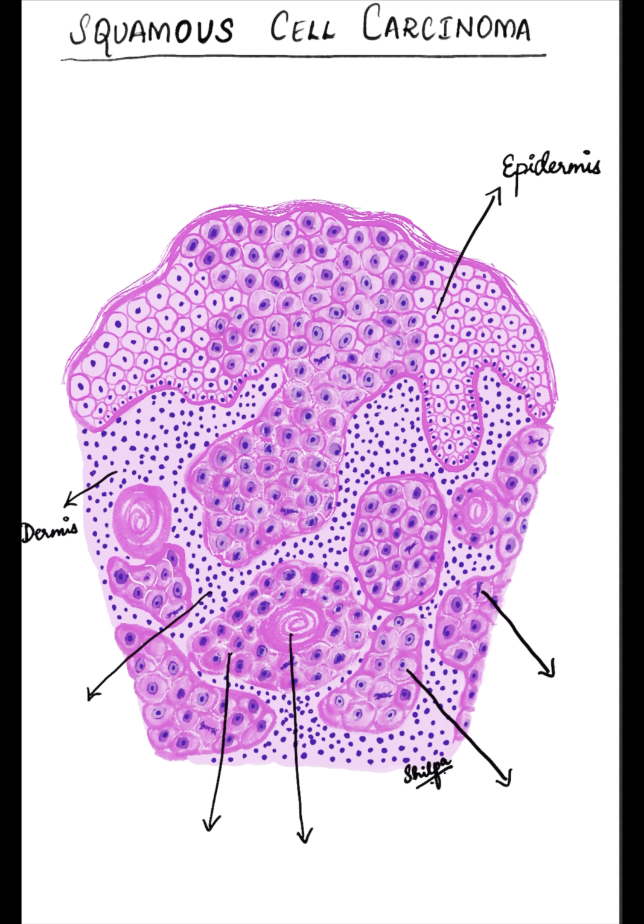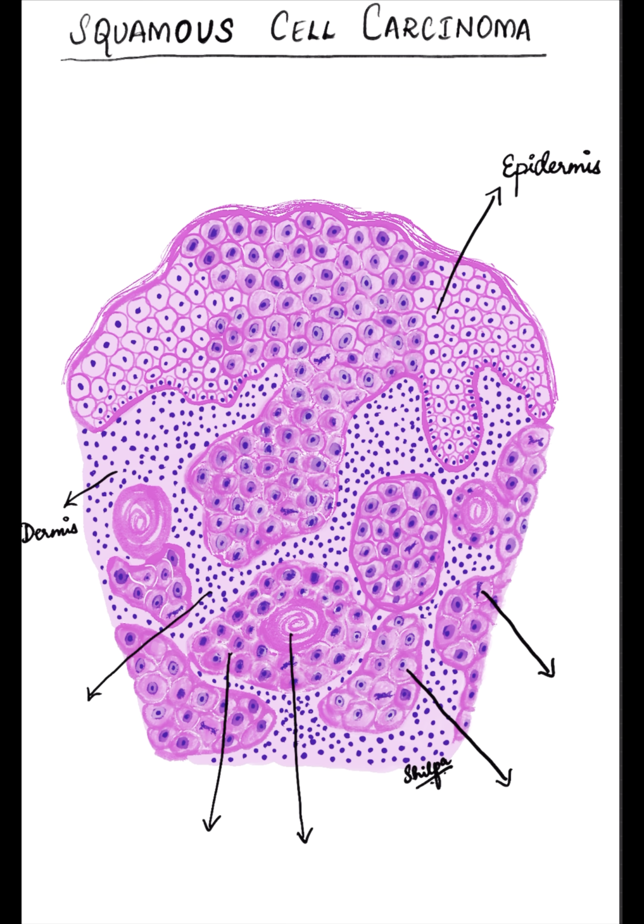So here I have drawn the microscopy picture of well-differentiated squamous cell carcinoma. So based on the degree of differentiation and the amount of keratinization, we can divide them into well-differentiated, moderately differentiated, and poorly differentiated squamous cell carcinoma. So here we are discussing about well-differentiated squamous cell carcinoma.